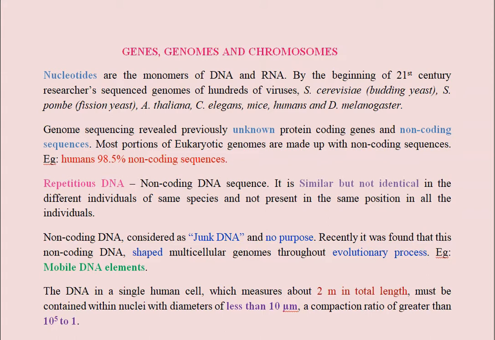So remember, whatever the genes, genomes or chromosomes, their base is the nucleotides. The nucleotides are of two types mainly, purines and pyrimidines. Purines are adenine and guanine, and pyrimidines are thymine, cytosine and uracil.